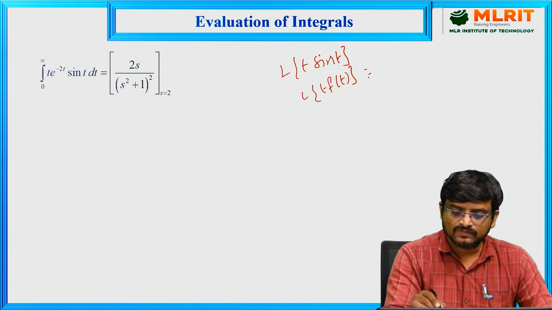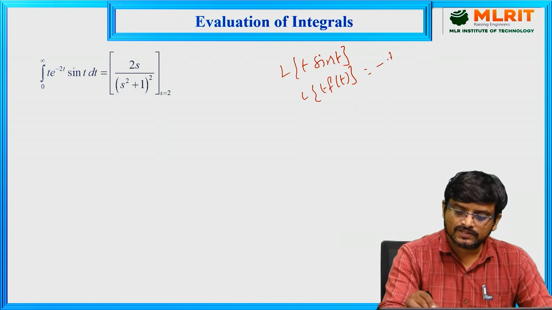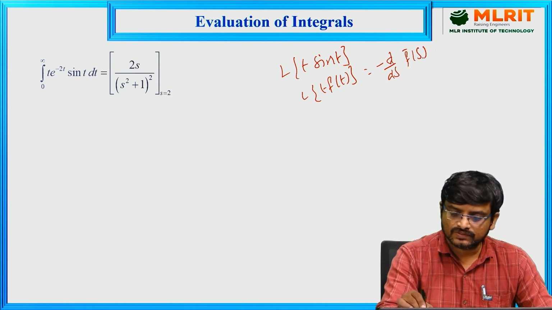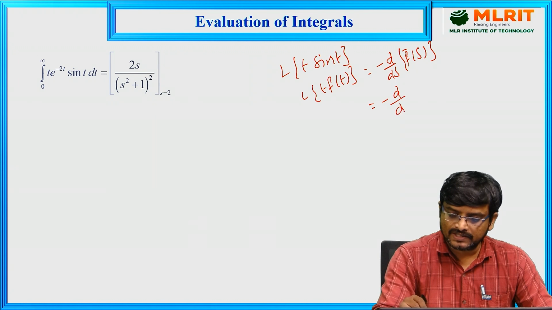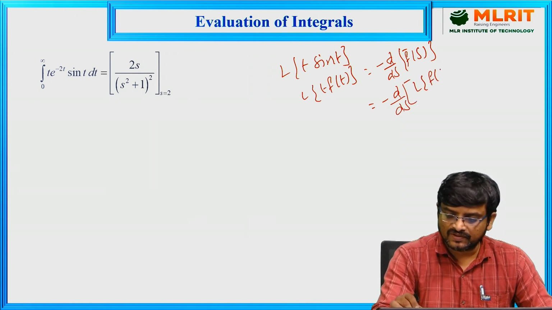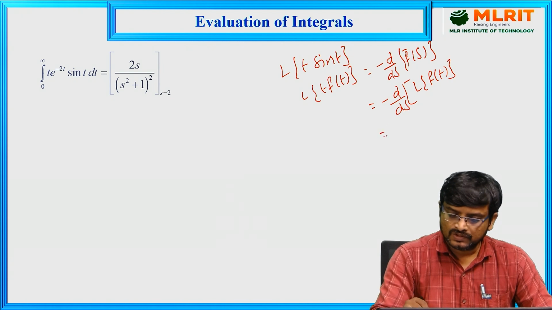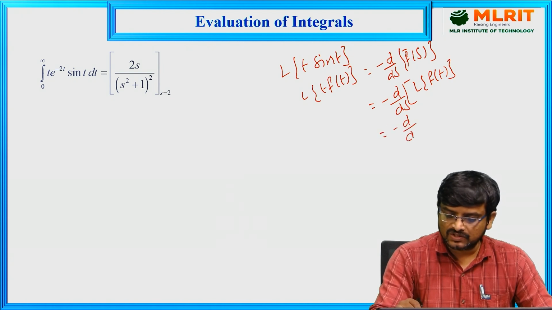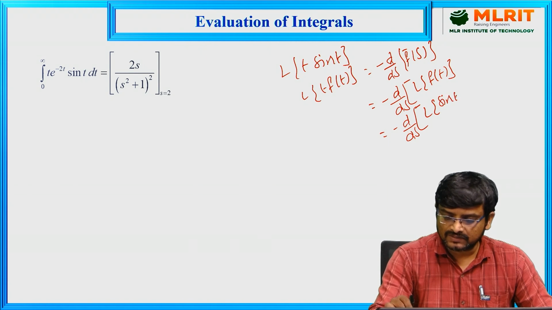Use the formula. The Laplace transform of t into f of t can be written as minus d by ds of f bar of s, that is, minus d by ds of the Laplace transform of f of t. Here that is minus d by ds of the Laplace transform of sin t.